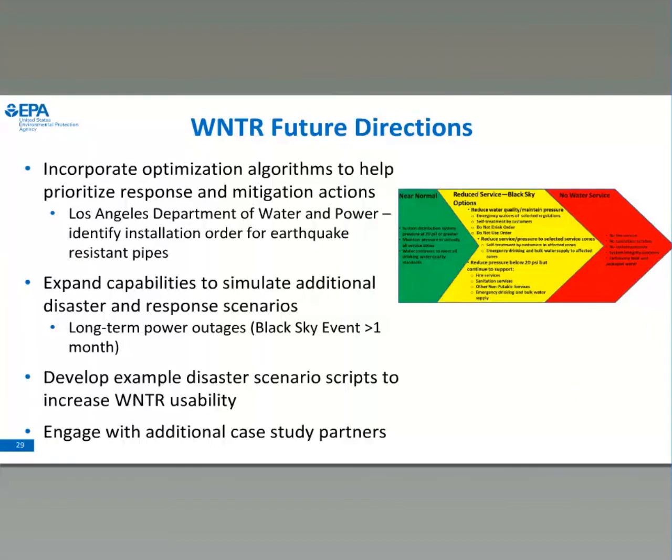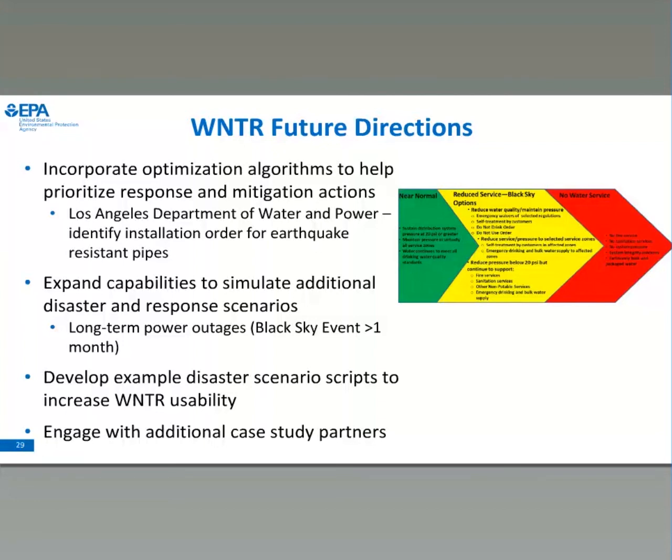In terms of future directions for WNTR, we want to be able to incorporate optimization algorithms to help us prioritize response and mitigation actions. We've heard that the Los Angeles Department of Water and Power is looking to identify the order in which they should replace current pipes with earthquake-resistant pipes, so maybe we could look at analysis where we optimize that installation.